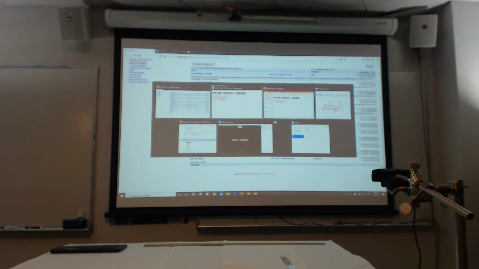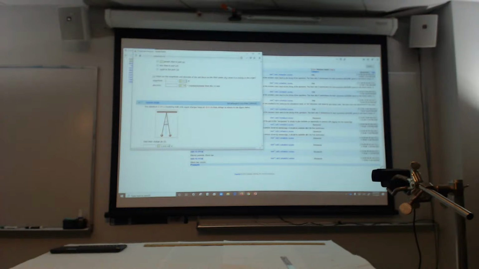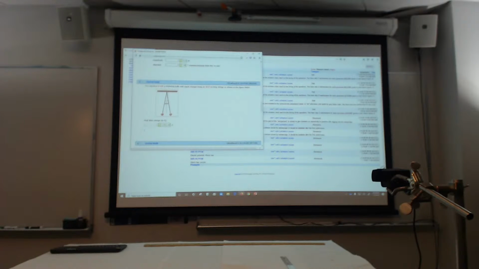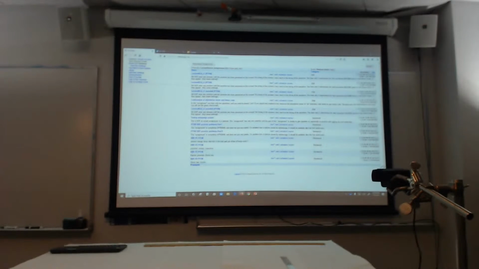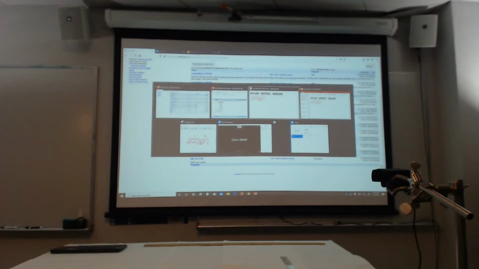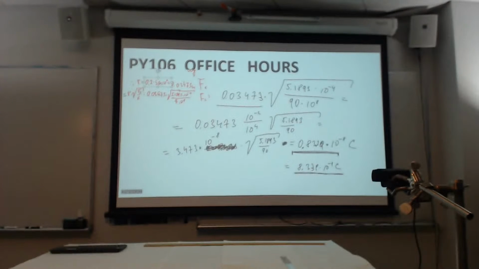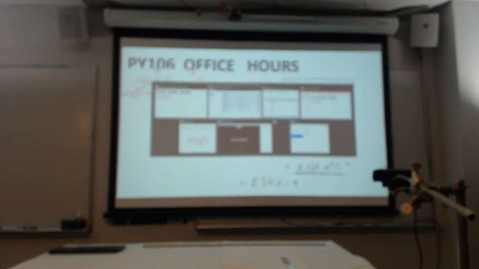Does it matter in WebAssign how I answer it? The answer is supposed to be written like this. I can't really see the result word. So this is 8.34 e negative 9. Okay. Try that.